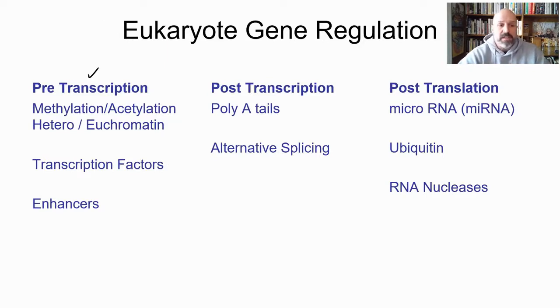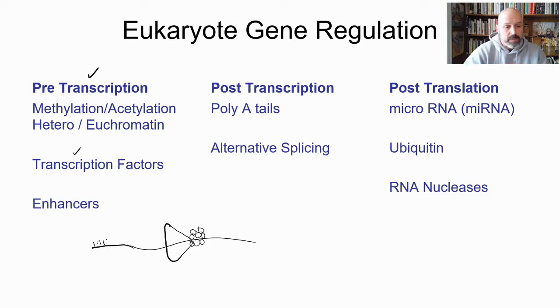Pre-transcription: methylation, heterochromatin, euchromatin, transcription factors themselves, whether they're available for the promoter region to enhance RNA polymerase from coming over and reading or not, right? The transcription factors aren't there, the gene isn't getting read. And enhancers, those were the upstream things that will bend down with their activators and activate gene production.